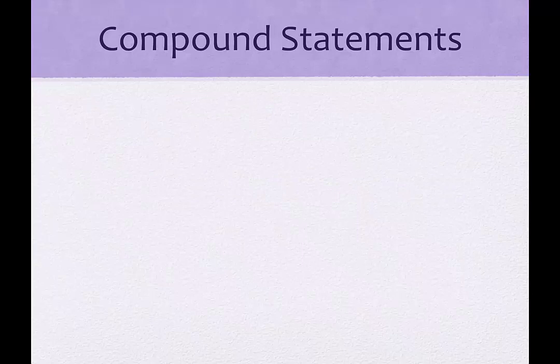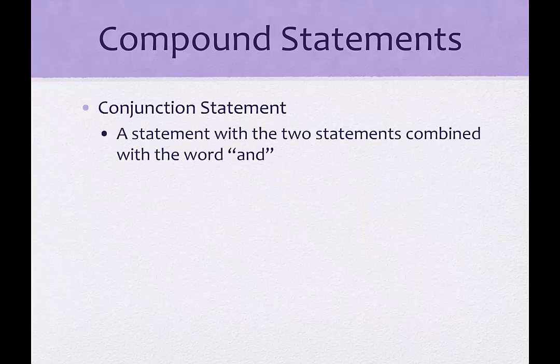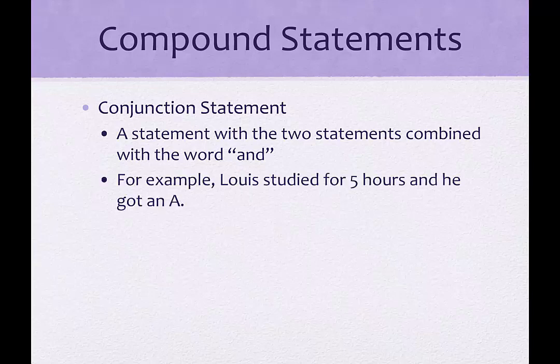Okay, so what are the types of compound statements? We have a conjunction statement. That is the statement that combines two simple statements with the word "and". For example, Lewis studied for 5 hours and he got an A, right? There are two simple statements. There's "Lewis studied for 5 hours," and then the second simple statement, "he got an A." So those would be the two simple statements that make this a conjunction.